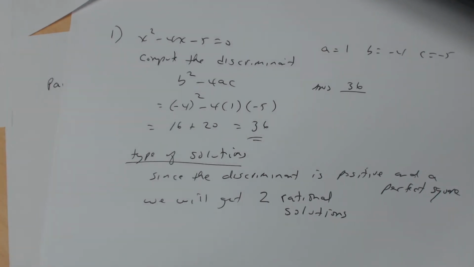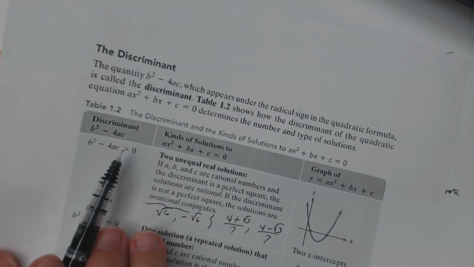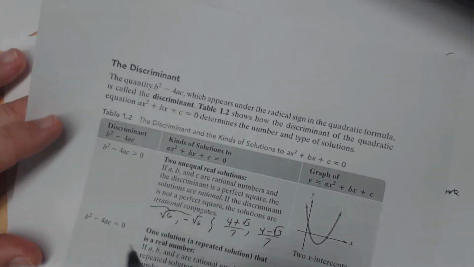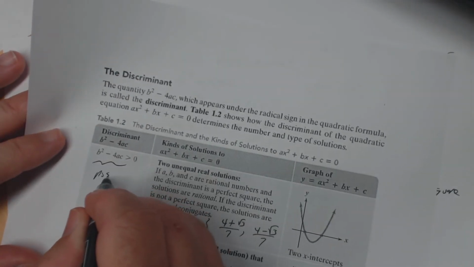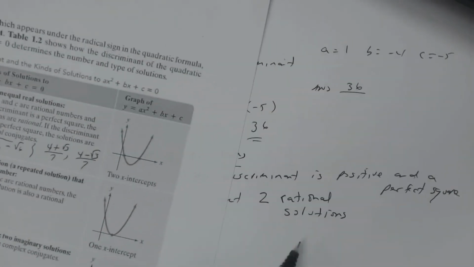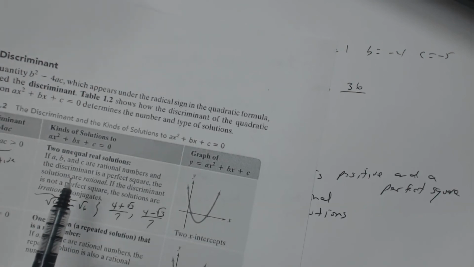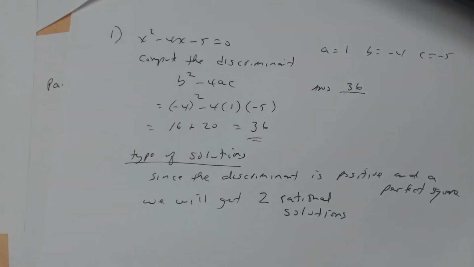Okay? So if the discriminant is positive, so b squared minus 4ac is greater than 0, meaning positive. Remember, this means positive. So if the discriminant is positive, you get two real solutions. Since it's a perfect square, they're going to be rational.